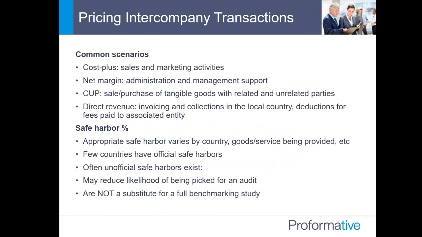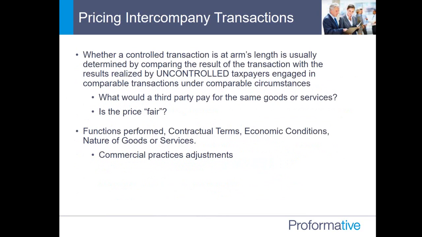So moving on to the next slide. As I mentioned previously, in order to determine whether a transaction is on an arm's length basis, you would typically look at the prices charged between unconnected entities, and therefore what that arm's length price would be. What would a third party pay for the same goods and services, and is the price quote unquote fair for those goods and services?